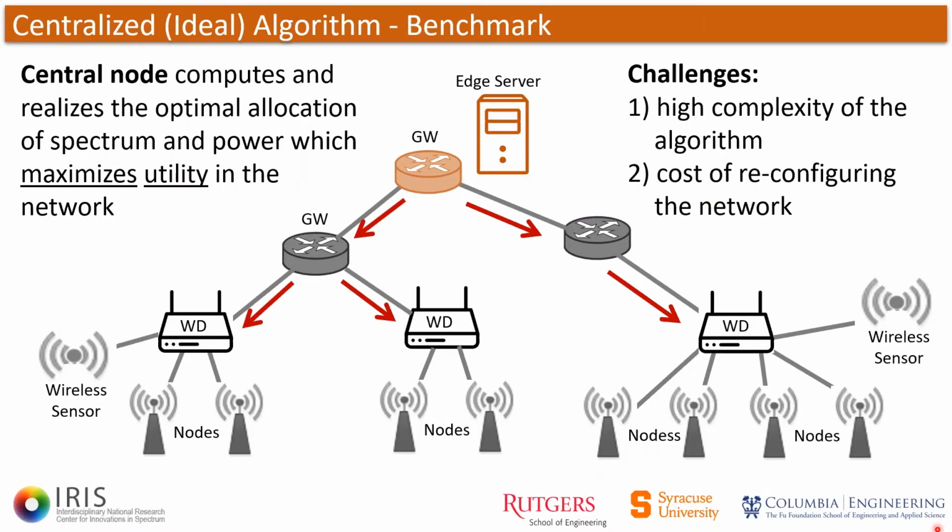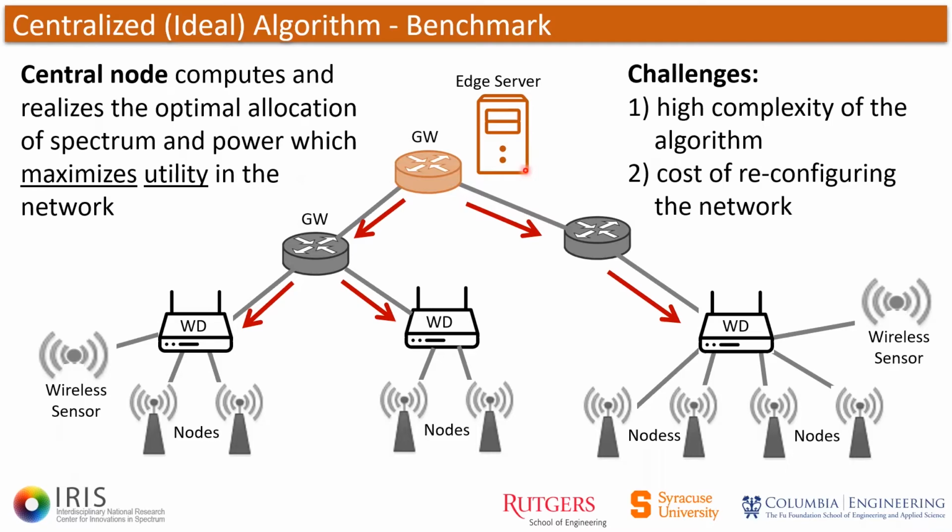In future work, we plan to develop centralized and distributed spectrum allocation algorithms and implement them in the Cosmos testbed using the SCM data model. In this slide, we display an ideal algorithm that achieves optimal performance. In this algorithm, a centralized edge server keeps track of the status of every radio in the network.